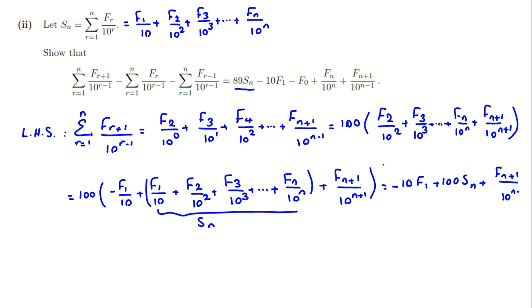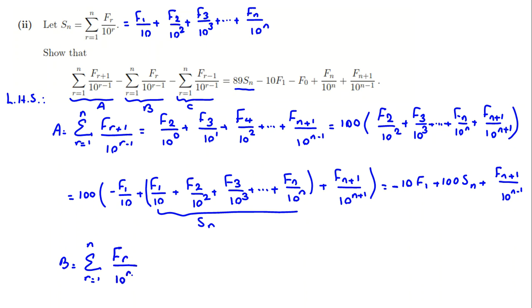Let's focus on this term. Okay, so let's write this part as A, this sigma as B, and this sigma as C. So we found, let's erase this part, we found A is what? Now let's focus on B. And all of them are considering the left hand side. B is what? B is sigma r equals 1 to n of f(r) over 10 to the r minus 1.